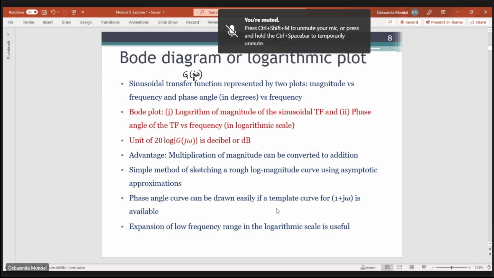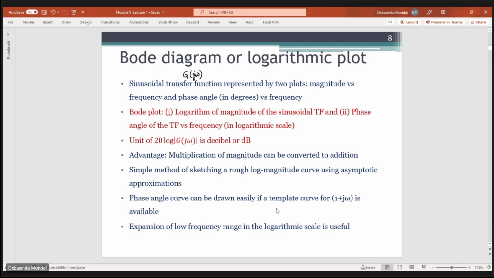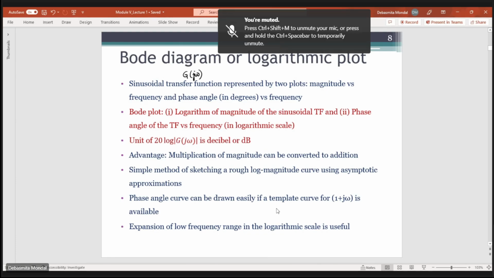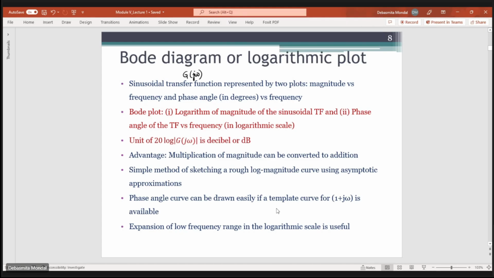The main advantage of drawing the frequency response of an open loop transfer function is that the multiplication of magnitudes can be simply converted into addition. Since we are now dealing with the logarithmic scale, if you have multiplication of different terms, we simply add the logarithm of each of the components. If you have a and b, log of ab will be nothing but log a plus log b. This is the property which will be utilized later on when we analyze different Bode diagrams.